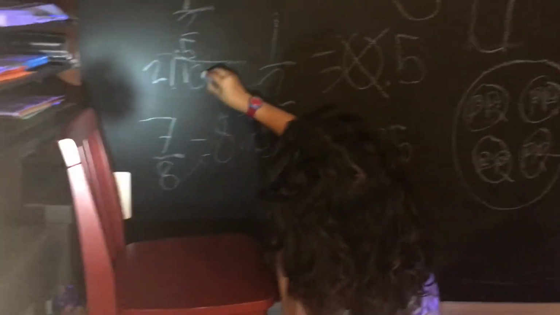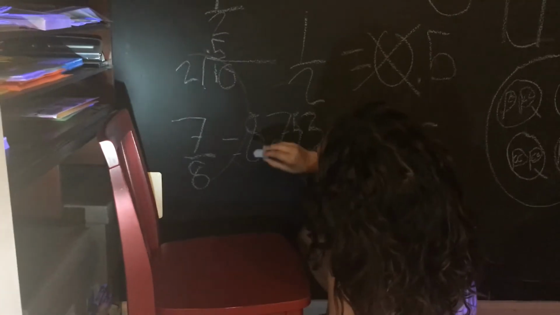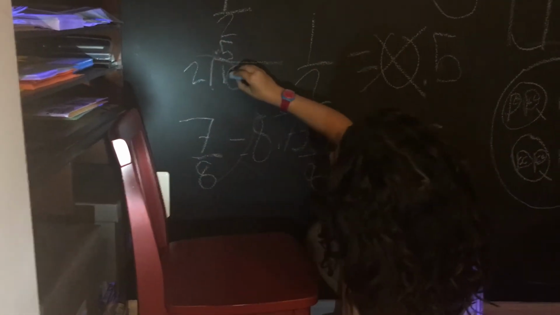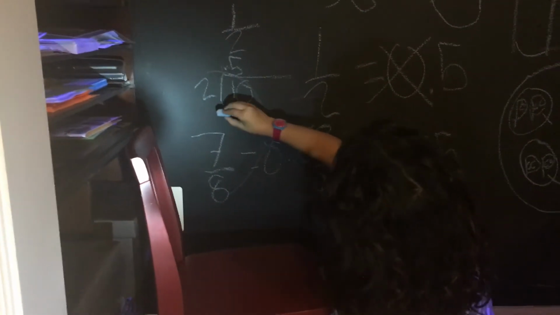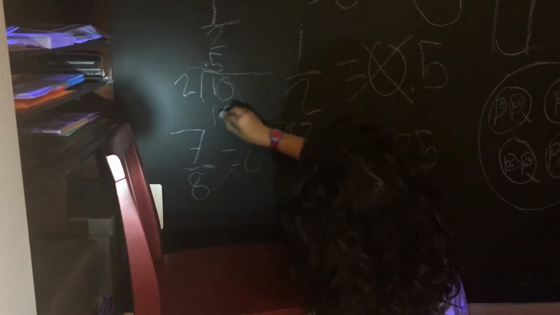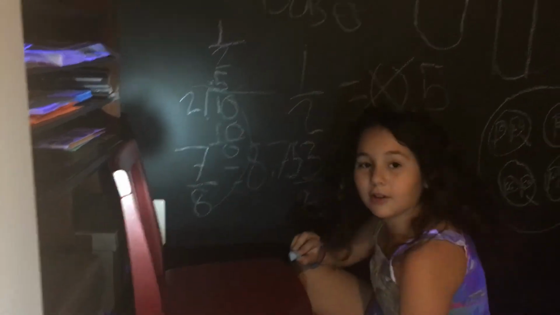Perfect. Because 2 doesn't go into 1 any times, so we add the dot. How many times does 2 go into 10? It goes in 5 times. We write the 5 up there. That equals 10. 0. Perfect.